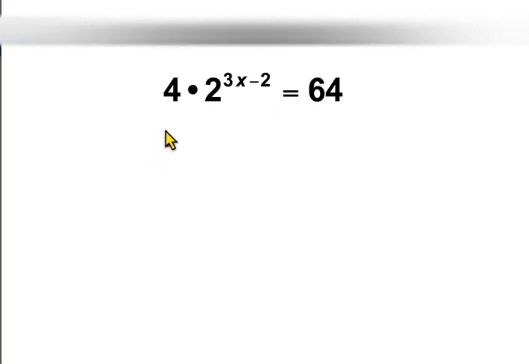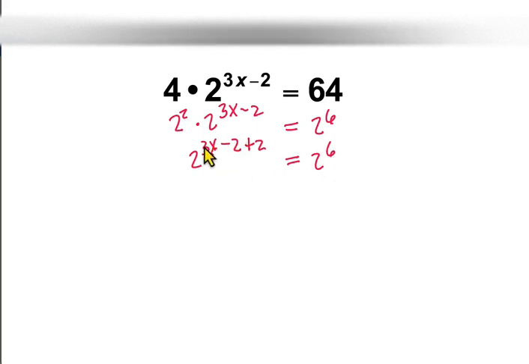Here's how. First of all, rewrite 4 as 2 squared times 2 to the 3x minus 2, and rewrite 64 as 2 to the 6th power. Combining these terms, we get 2 to the 3x minus 2 plus 2 equals 2 to the 6th. And then one more simplification here in the exponent, and we get 2 to the 3x equals 2 to the 6th.